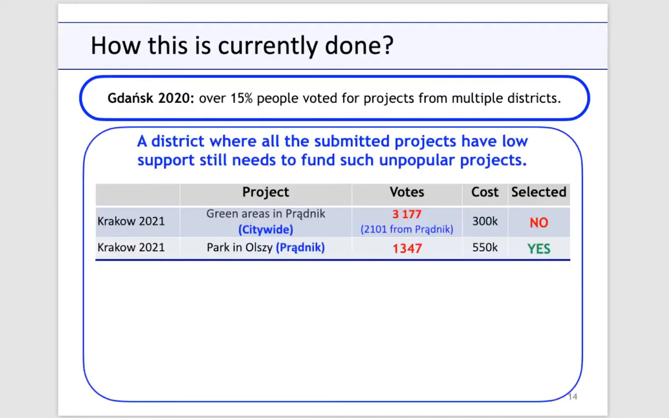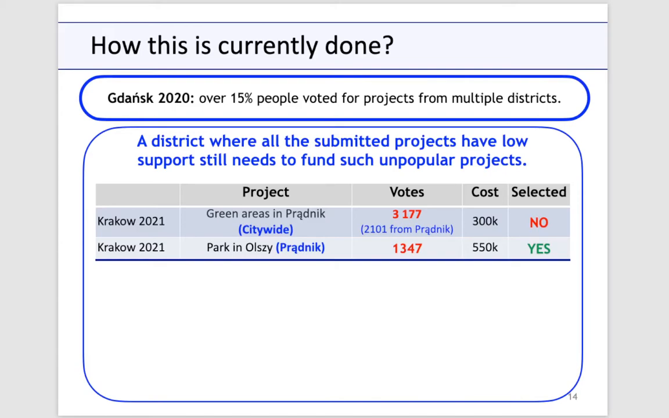Yet this is not the biggest problem. A much more important issue is what I mentioned before, that the division of the budget a priori causes public money to be spent inefficiently. Why is this the case? Consider a district where only very unpopular projects have been submitted. That is, only such projects that received very low support from the voters. Still, the district needs to use the money that it was assigned and select some of those unpopular projects.